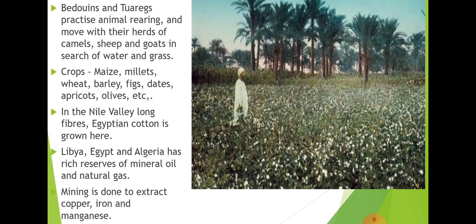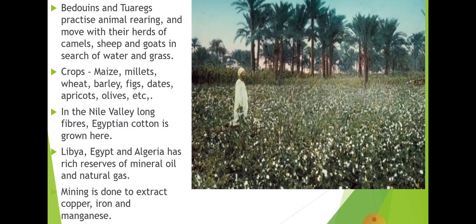And here the camel is very important, you know very well. It is used for transportation purposes. People wear long white robes, so they can beat the heat and dusty wind. And because the river and oasis are present over there, they grow some crops like maize, millet, wheat, barley, figs, dates, apricots, olives. So these are some of the vegetation, or plants or crops, grown in these areas which are near the valley and the lakes.